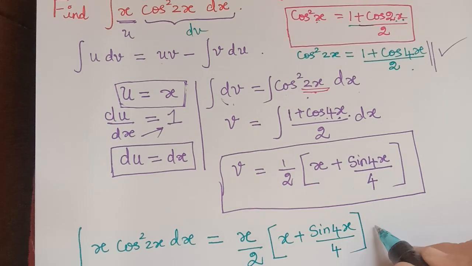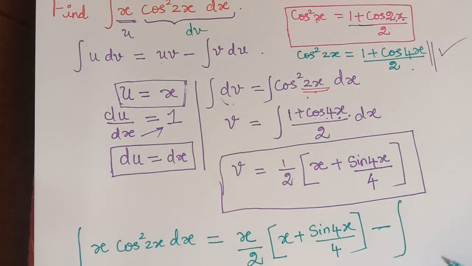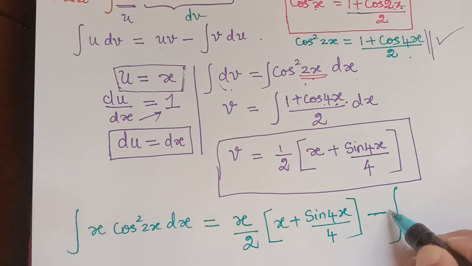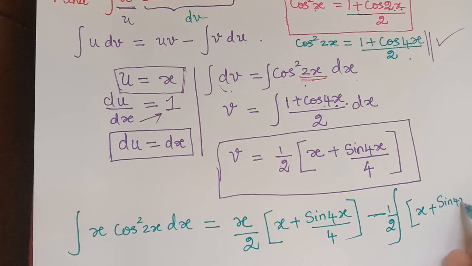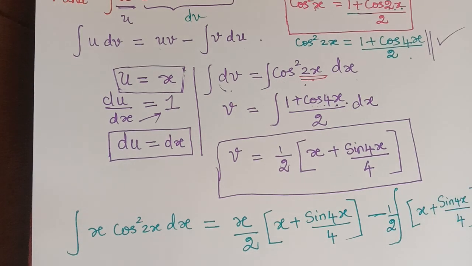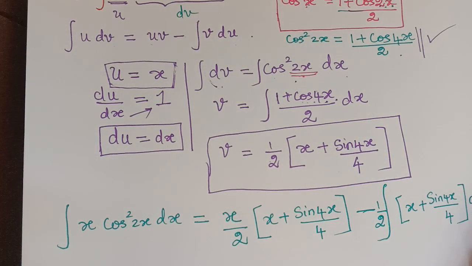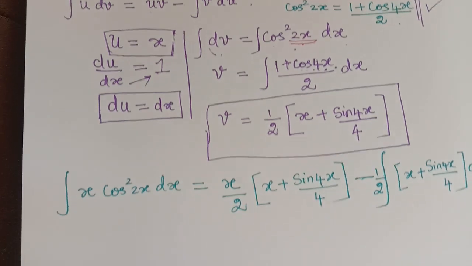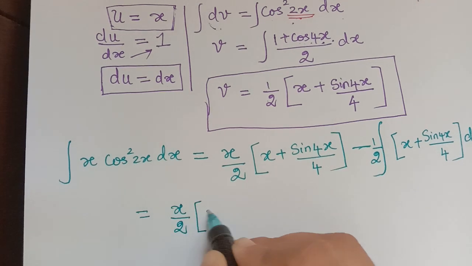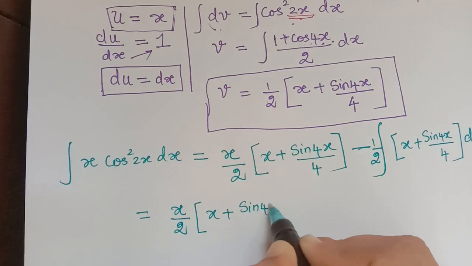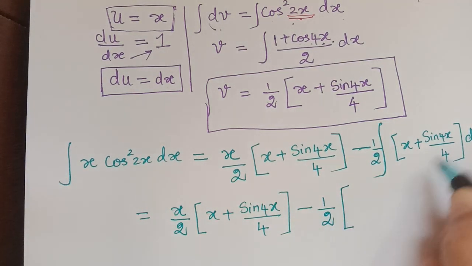So uv minus, so this minus integral v du. So we have to write here that 1 by 2 is a constant, so we can take it out. So 1 by 2 times x plus sine 4x divided by 4. And then we have v du. du is what? dx. So that we will write here, dx. After that we have to simplify this further. So that is equal to x by 2 multiplied with x plus sine 4x divided by 4, minus 1 by 2 of, now the integral of this.